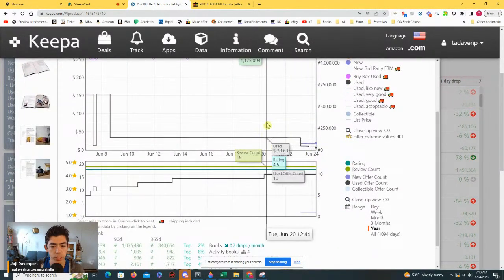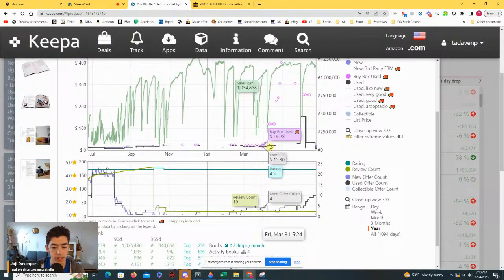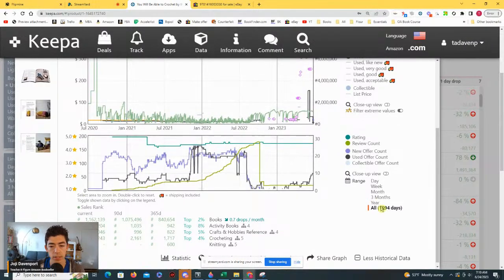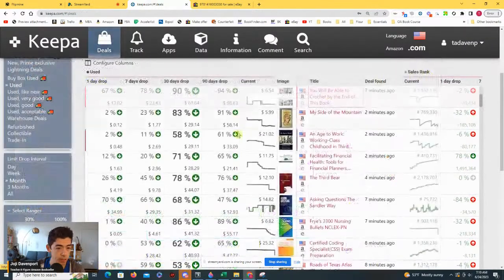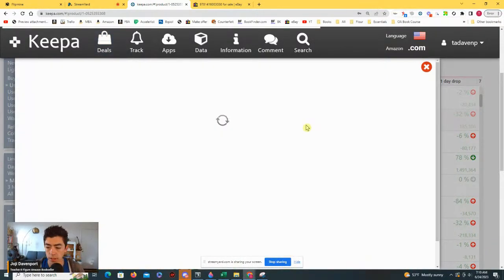Okay, interesting book here. I guess not too interesting. This book sells for right around $20, and now it's right around $20. So we're gonna keep moving on. All right, let's see what else we got here.